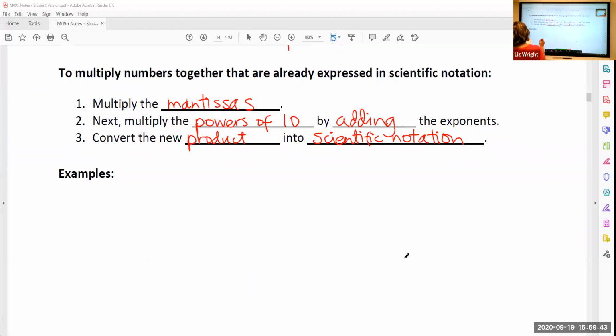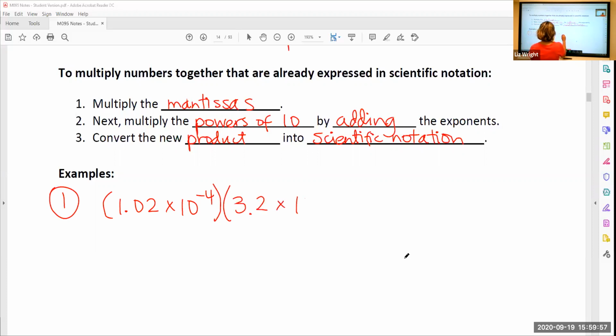The first example that we're going to try out here is 1.02 times 10 to the negative 4th, and we are going to multiply it by 3.2 times 10 to the 6th. At this point, I'm hoping you're noticing that the only operation occurring between all of those numbers is multiplication, because we've got multiplication here, and here, and here.